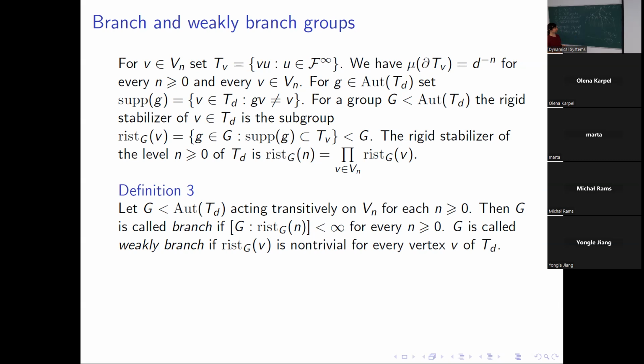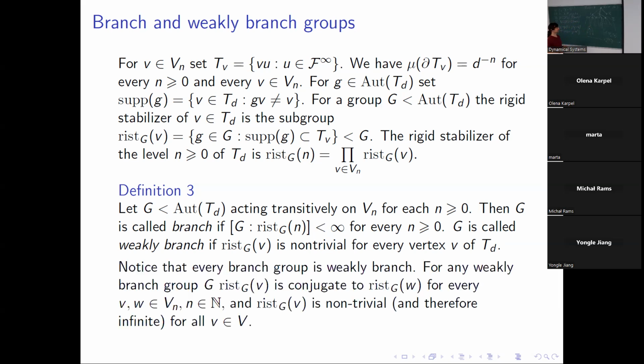And the group G is called weakly branch if the rigid stabilizer of each vertex is non-trivial for every vertex V. So weakly branch just means that whatever level you take, whatever vertex you take, there will be some element of the group which will act only inside the subtree defined by this vertex and act trivially everywhere else. So this is some kind of richness condition of a group. Every branch group is weakly branch. It's not hard to see.